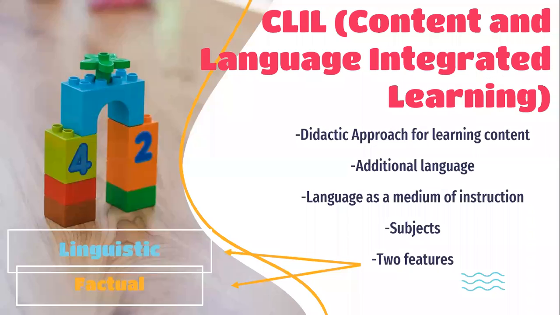I'm going to talk about the integration of content-based instruction and literature. CLIL, content and language integrated learning, is an approach for learning content through an additional language, foreign or second, teaching both the subject and the language. It composes different forms of using language as a medium of instruction. This approach is a neurodidactic approach to teaching subjects integrating two features, the linguistic and the factual.